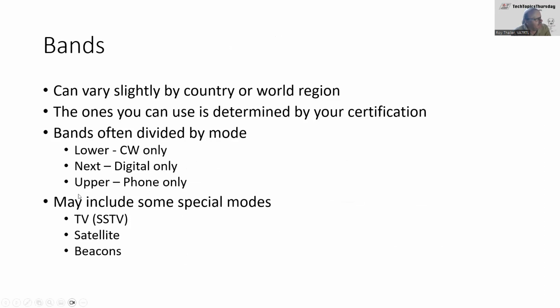Typically, these bands can vary a little bit by country and region, depending on where you are. And your certification also determines what you can use. Typically, the lower part of the band is for CW. Next follows the digital, and the upper part of the band is for phone use: single sideband, AM, FM. And then you may have some special modes like slow scan TV, satellites, and beacons.